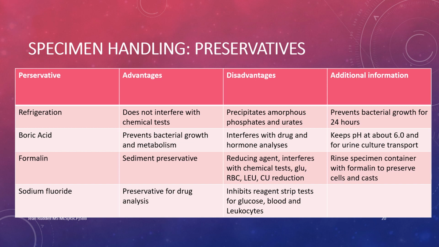Boric acid prevents bacterial growth and metabolism, but interferes with drug and hormone analysis. It is good for maintaining an acid pH and for transporting samples.